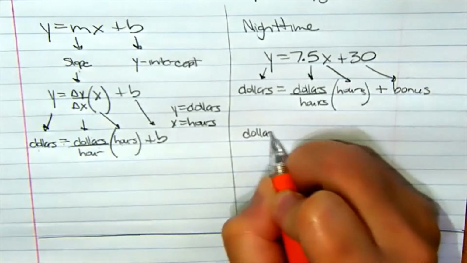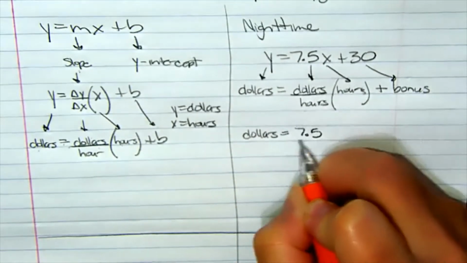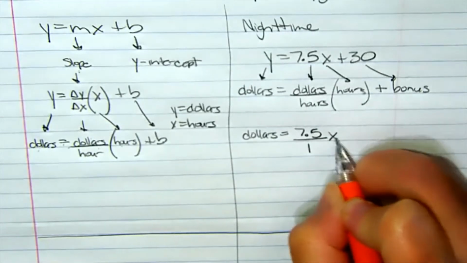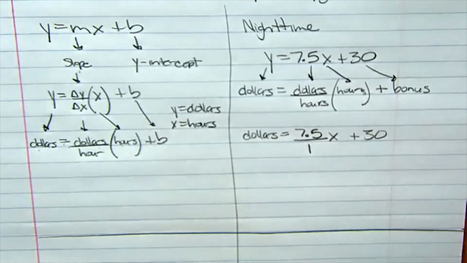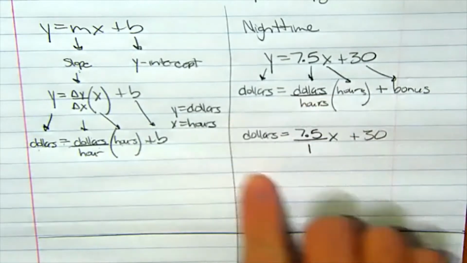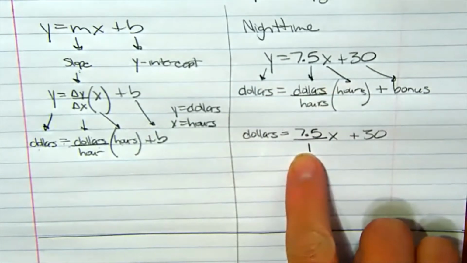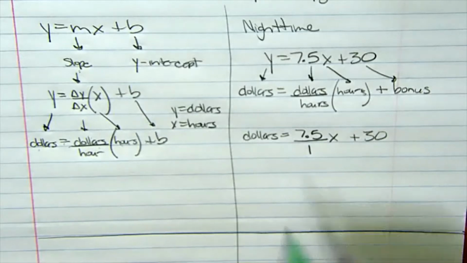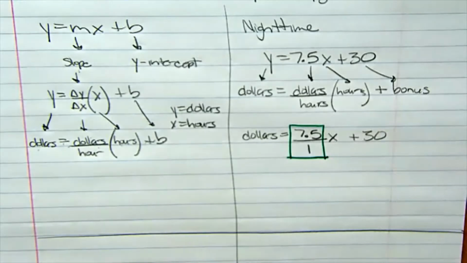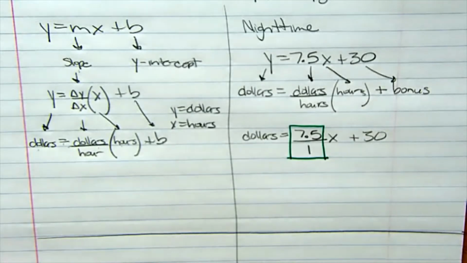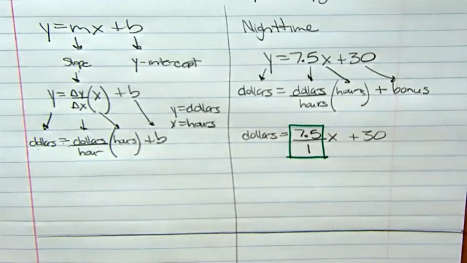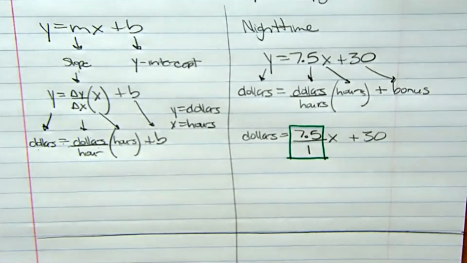So our dollars are equal to $7.50 per hour times the number of hours plus this $30 bonus. That's what's going on here. So the slope is telling me how many dollars per hour they earn. So nighttime employees earn $7.50 per hour. Okay.